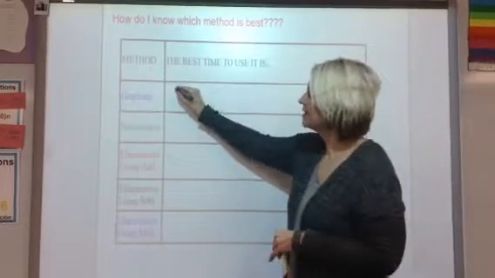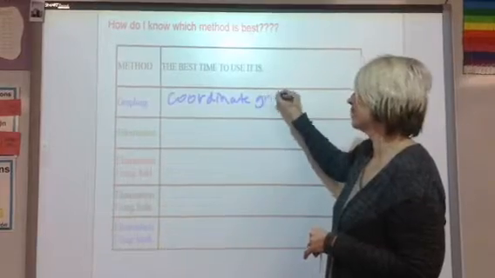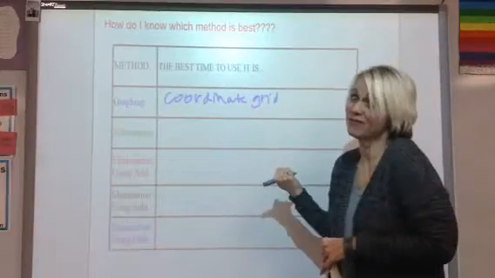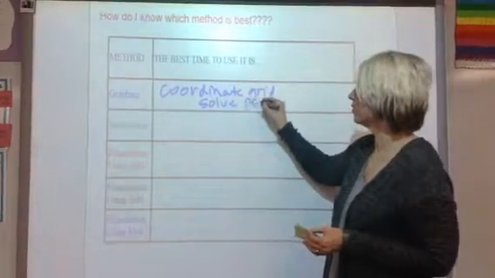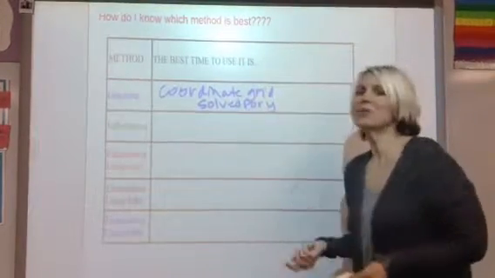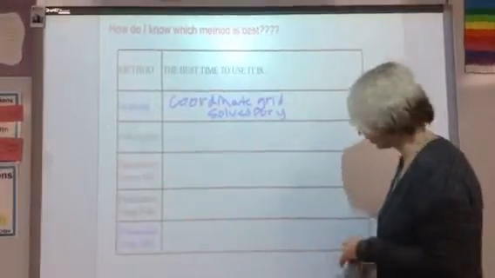Graphing. Well, you use this when you have a coordinate grid. And that's not going to happen very often. You're not going to graph very often. Another clue that you could graph is when they're both solved for y, that would be pretty easy to graph, but still you kind of want to have a coordinate grid.